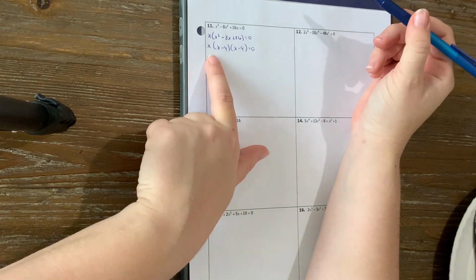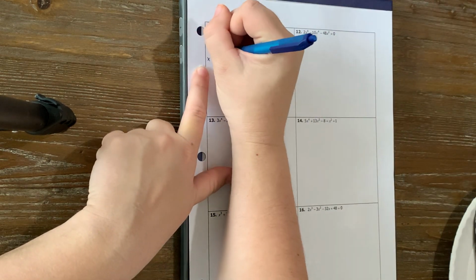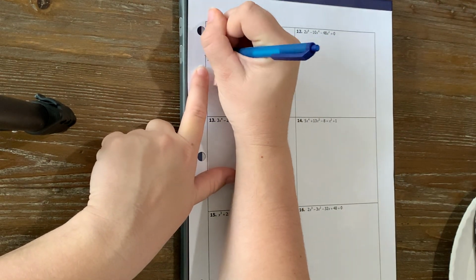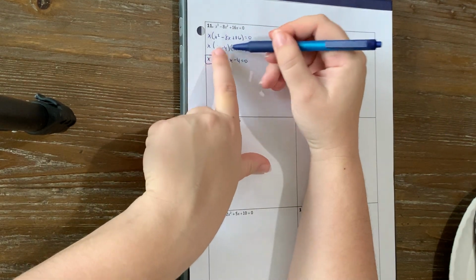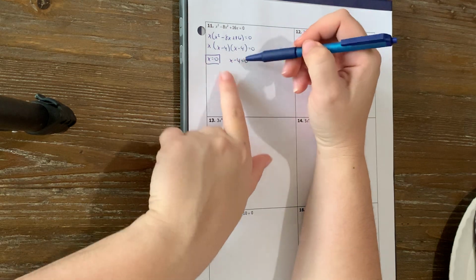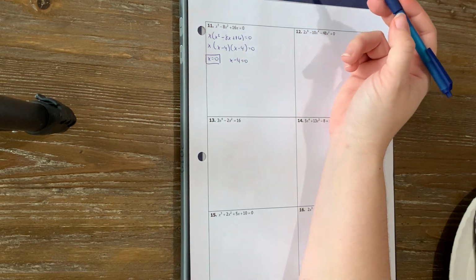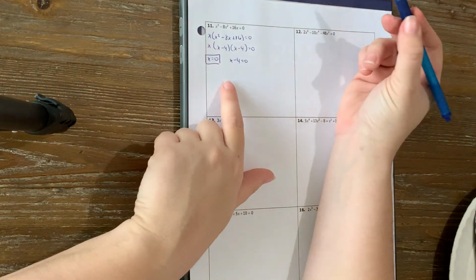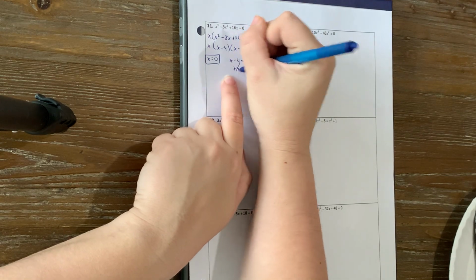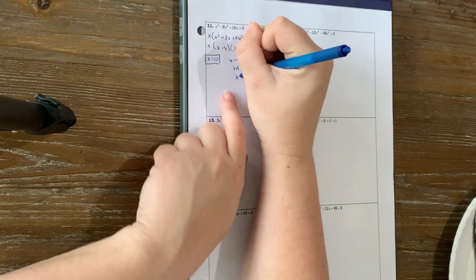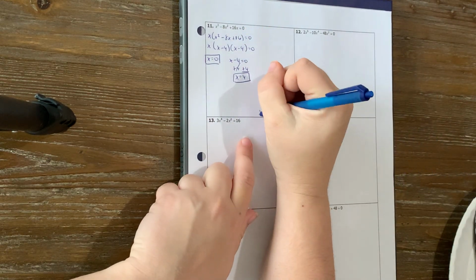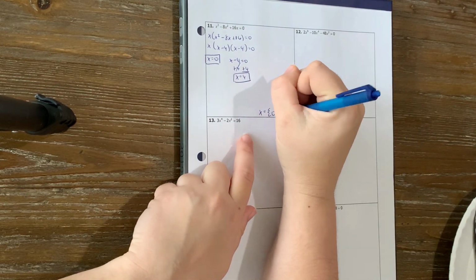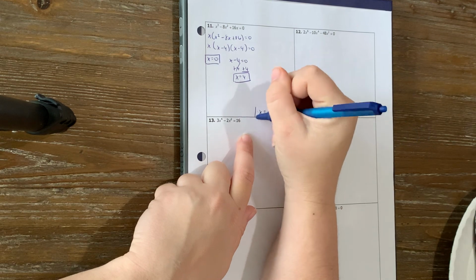Okay, now set each of them equal to 0. So x equals 0. X minus 4 equals 0. Do we have to write this twice? Well, they're the same exact term, and it's not going to show up more than one time, so you only have to do it one time. So add 4 over, x equals positive 4 is the other one. So our solution set is 0 and 4.